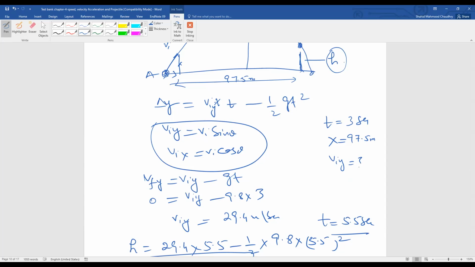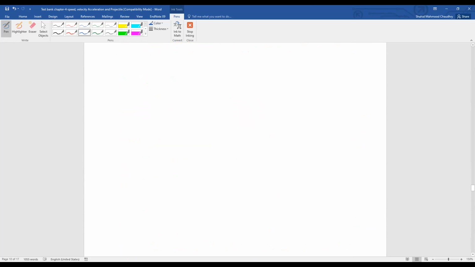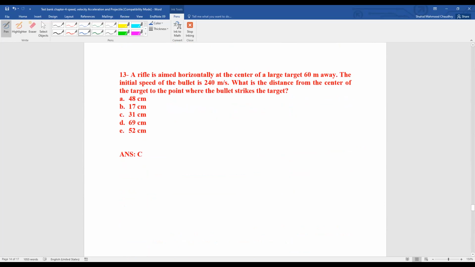Okay. After this problem, I am moving to the next problem, which I want to solve. Let's see this one. A rifle is aimed horizontally at the center of a large target. So here is a large target, and this is the horizontal. The initial speed of the bullet is 240 meters per second. This is the initial horizontal velocity, 240 meters per second. How do I know this? This is vi x, because it is written here horizontally.